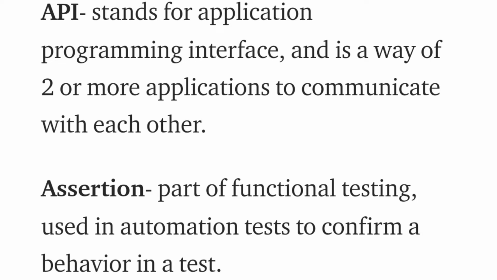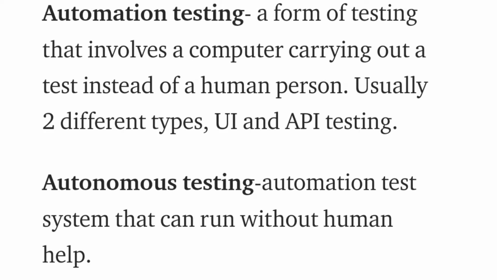API stands for Application Programming Interface, and this is a way for two or more applications to communicate with each other. Assertion, part of functional testing, used in automation tests to confirm a behavior in a test. Automation testing, a form of testing that involves a computer carrying out a test instead of a human person. There are usually two different types of this, UI and API testing. Autonomous testing, automation test system that can run without human help.